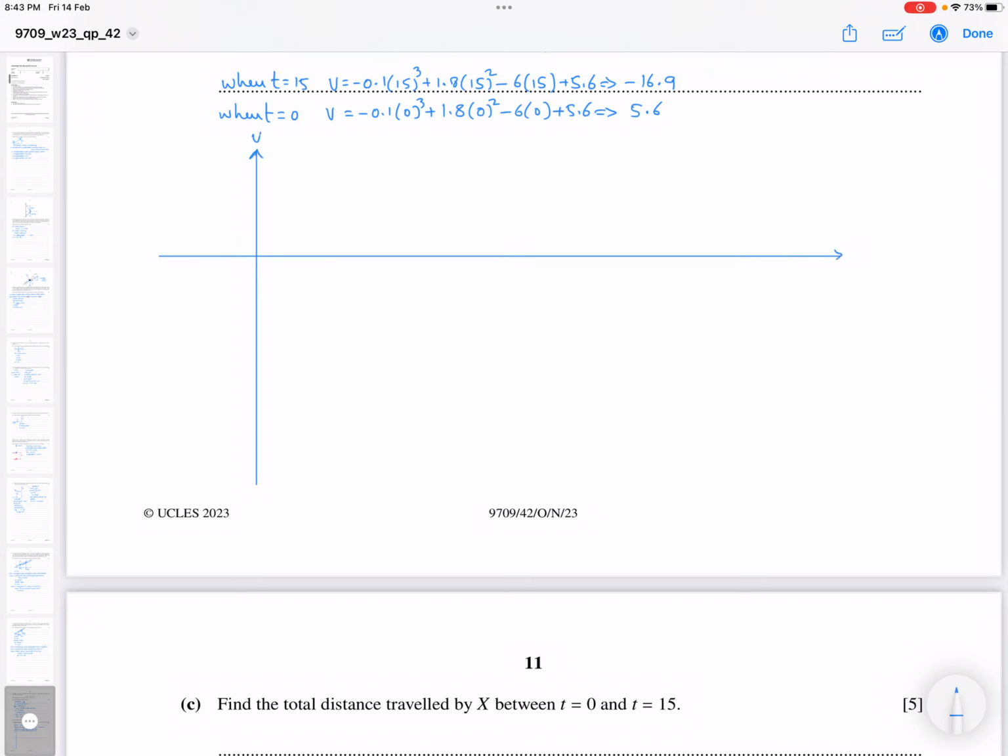Here is our velocity, here is our time. Suppose I write 5, 10, 15, 20, 25, 30. Here is 0, 2, 4, 6, 8, 10, 12, 14, 16, and here is minus 5, minus 10, minus 15, and minus 20.